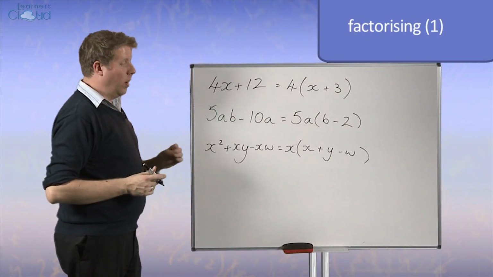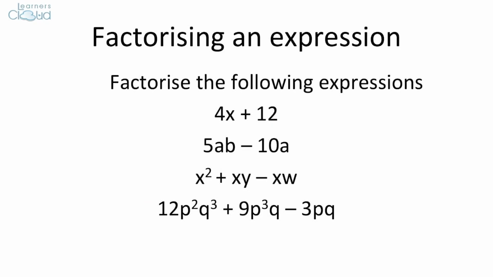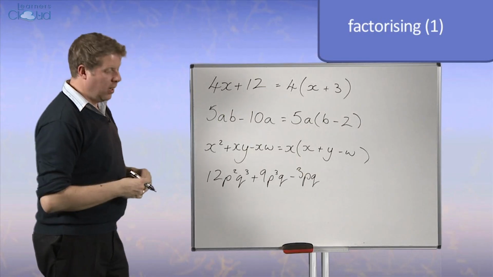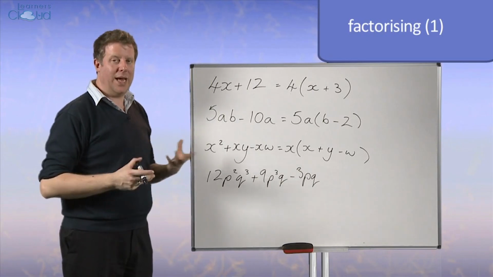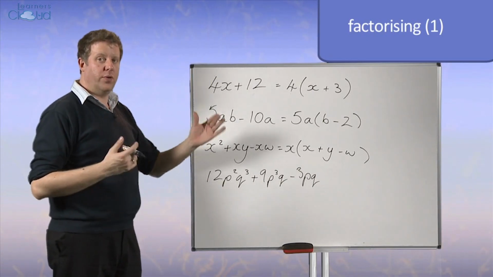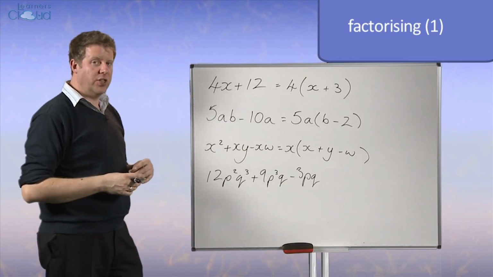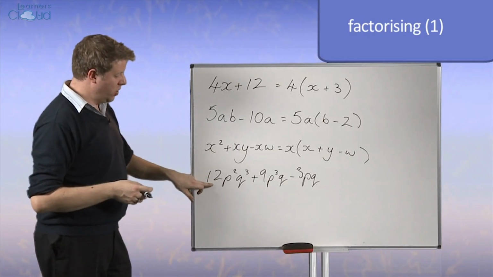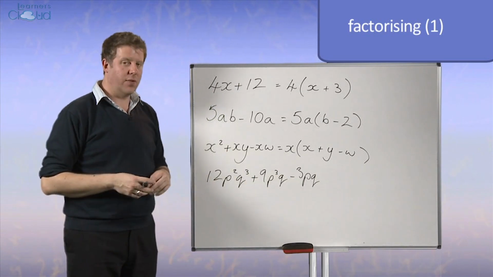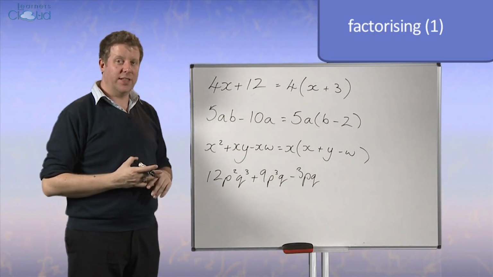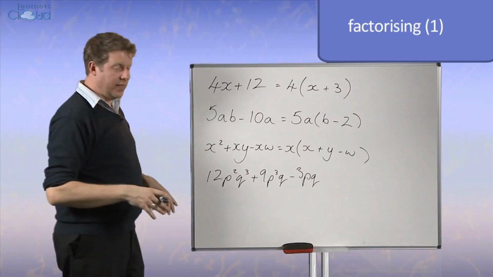One more example. 12p squared q cubed plus 9p cubed q minus 3pq. So lots of p's, q's, numbers, powers in this one, but again, work through systematically and you'll be able to factorise it nice and easily. Let's look first of all for a number. Our coefficients are 12, 9 and 3. So what's the highest common factor of 3, 9 and 12? It's 3.